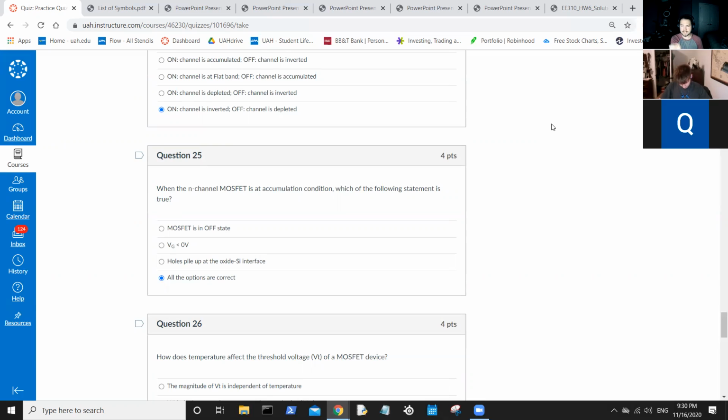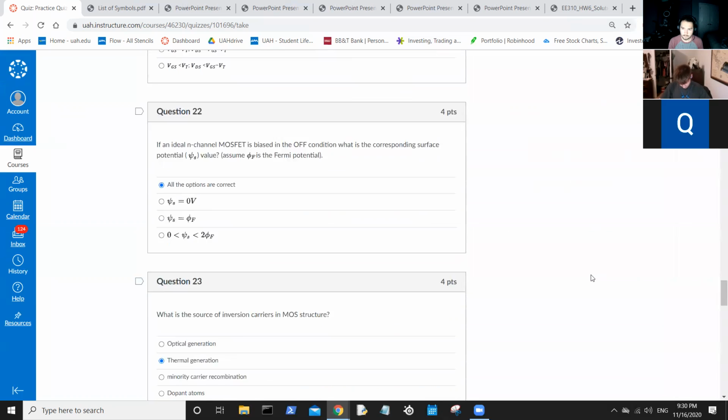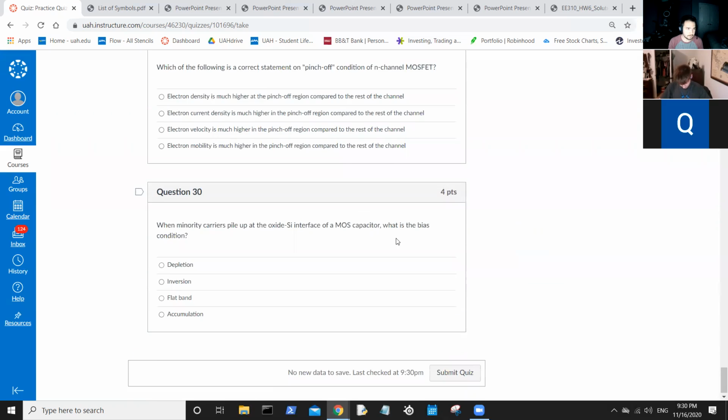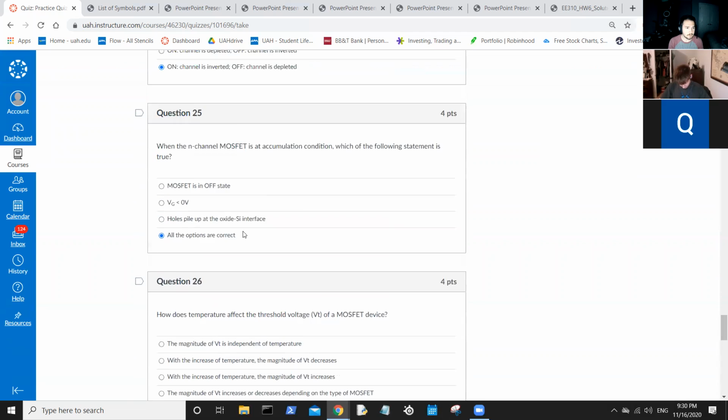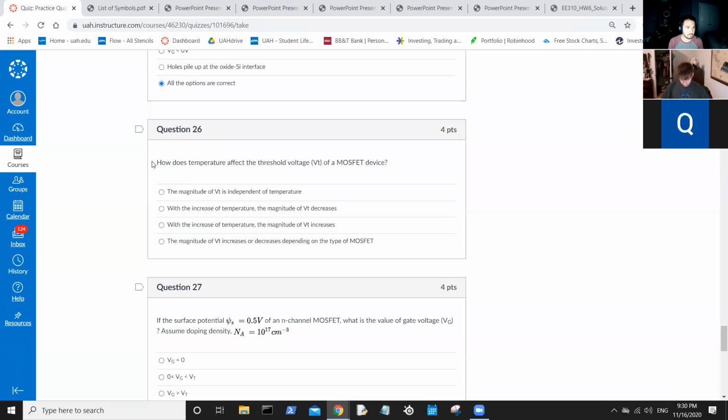But if the MOSFET is in the off state at accumulation condition, then we have to consider something previously. No, I'm just going to leave it as it is then. I'm not going to go back and manipulate any other questions. We can discuss it after it's submitted since we have a time sensitive thing here.